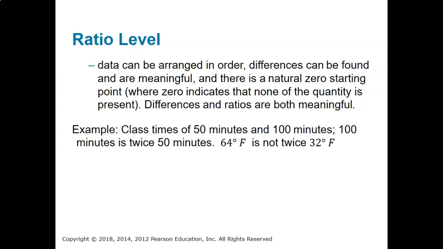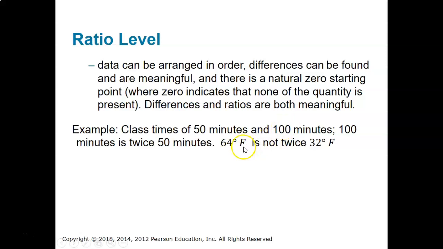Okay, ratio data is the most mathematical, and this is kind of the highest level. It can be arranged in order, differences can be found and are meaningful, and there is a natural zero starting point, which indicates that none of the quantity is present. So we have lots of examples of ratio level data. The class time in minutes in your class, if a class is 50 minutes and another one's 100 minutes, then one is twice the length of the other. So that type of thing.